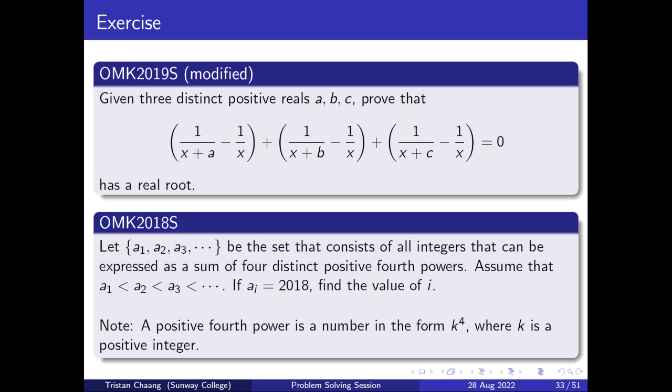In fact, I said modified here because the original question was random positive reals A, B. In fact, they didn't even say distinct and positive; they just say reals A, B, C. But I think it's easier if you focus just on the positive distinct ones. The other ones are similar. You just have to look at different cases. This one, in fact, you can use a graph to explain why it has a real root.